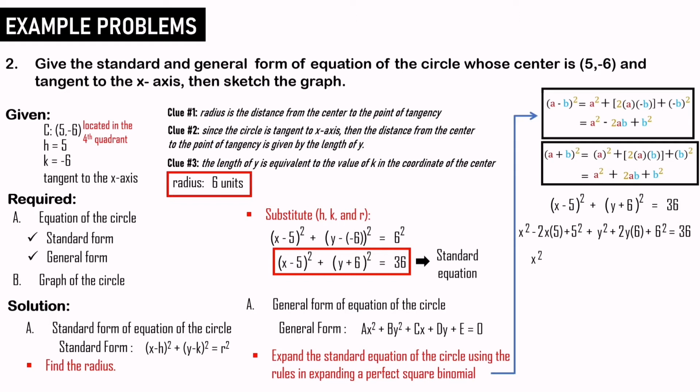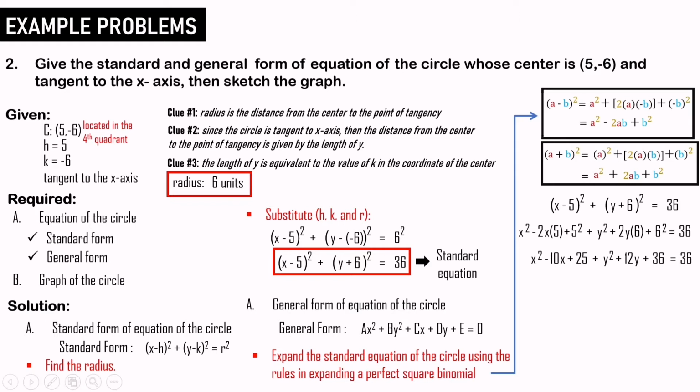So, x squared, 2 times x times 5, minus, this is 10x. 10x plus 5 squared is 25 plus y squared plus 6 times 2 times y is 12y. 12y plus 6 squared is 36 is equal to 36.